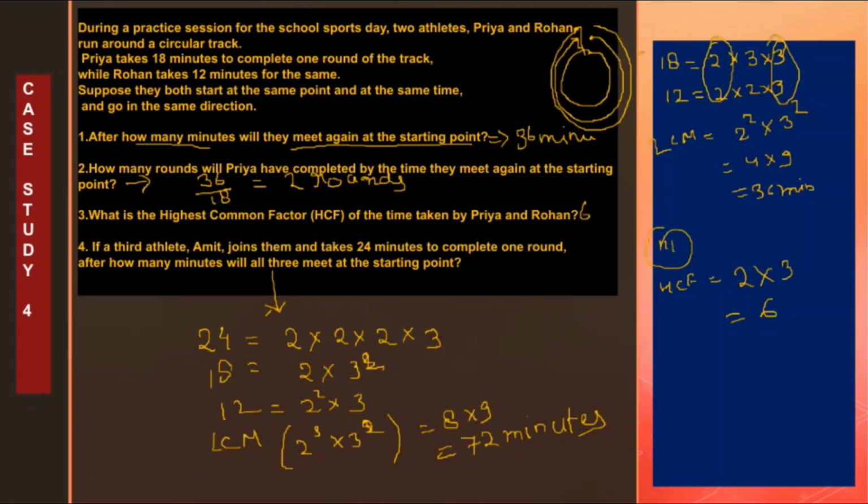Let's dive into a practical example with Priya and Rohan running around a circular track. Priya takes 18 minutes to complete one lap, while Rohan finishes in 12 minutes. They start together from the same point, moving in the same direction. Our questions are, when will they meet again at the starting point? How many laps will Priya have done by then? What's the highest common factor of their times? And if Amit joins, taking 24 minutes per lap, when will all three meet together again? Let's explore these one by one.